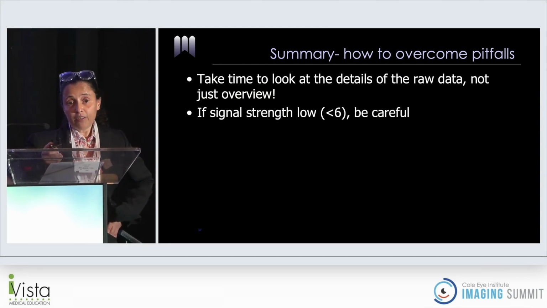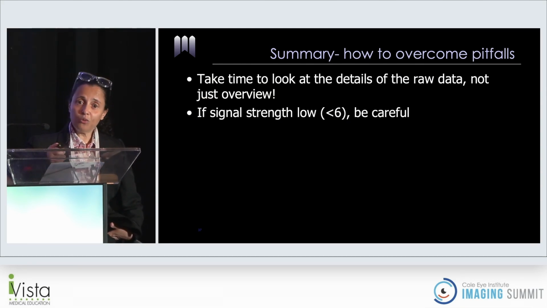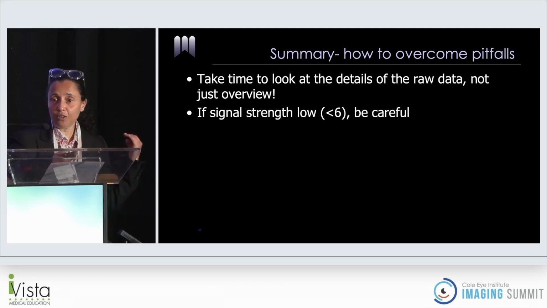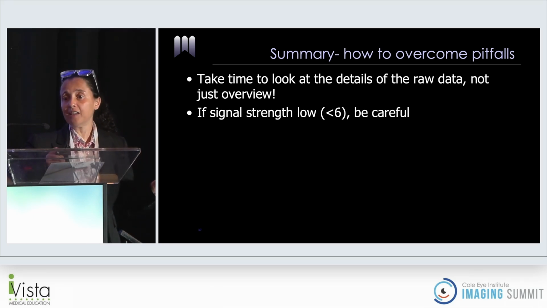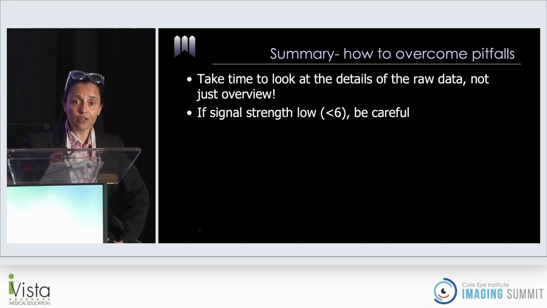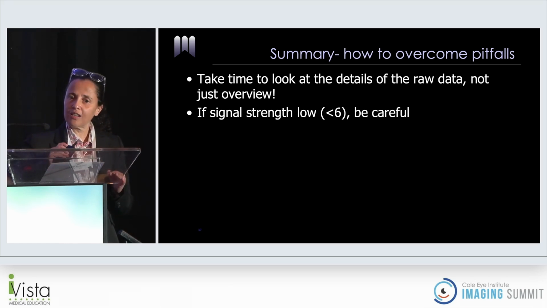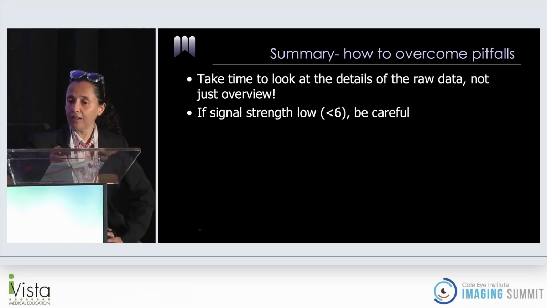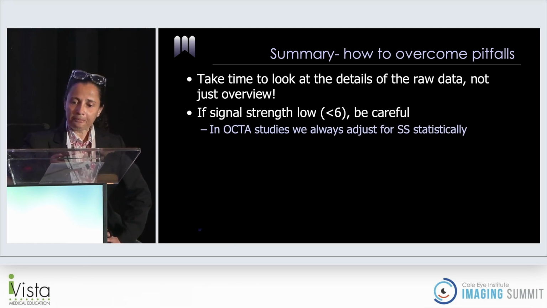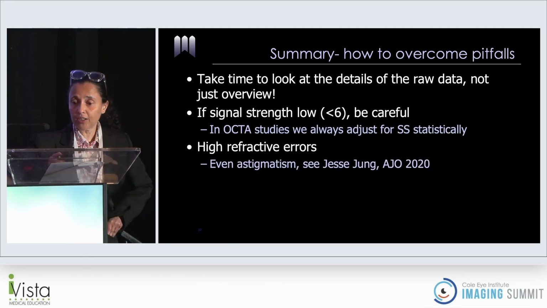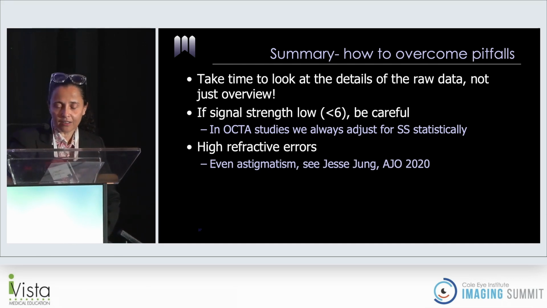And so to overcome these pitfalls, you really have to educate your photographer. They really can make or break your images. If you get poor quality images all the time, you'll hate your machine and you'll throw it out, when it's really just educating the photographers about focusing, spending a little bit more time with the patient to get good images. And if the signal strength is less than 6, usually we just ignore those scans, because you can see a lot more artifacts and see things that aren't there. And we usually adjust for signal strength when we do clinical trials and clinical studies.